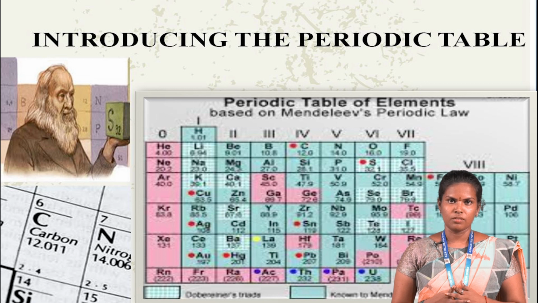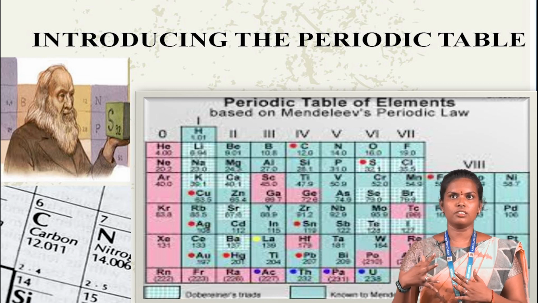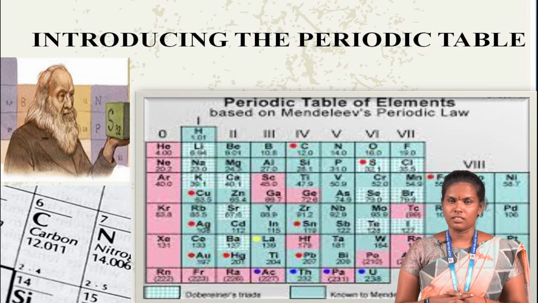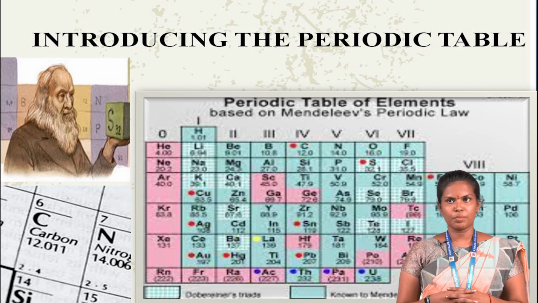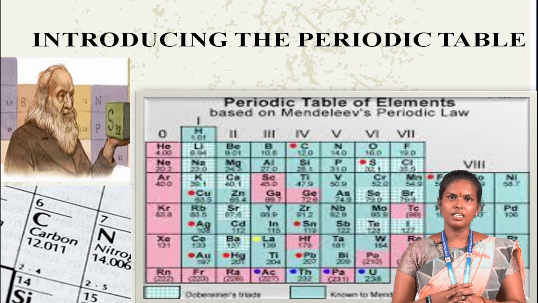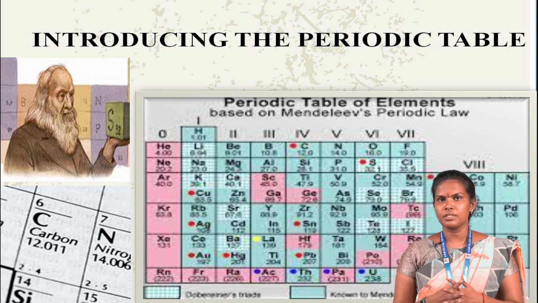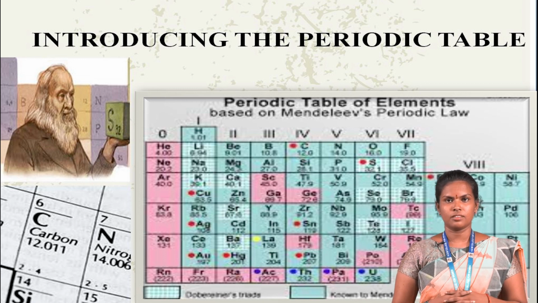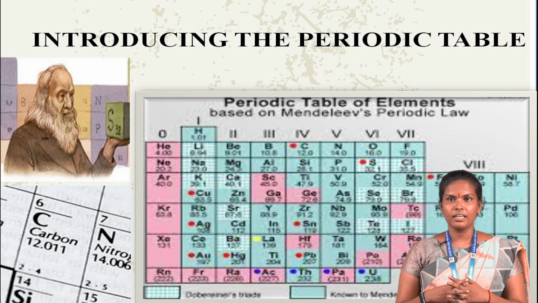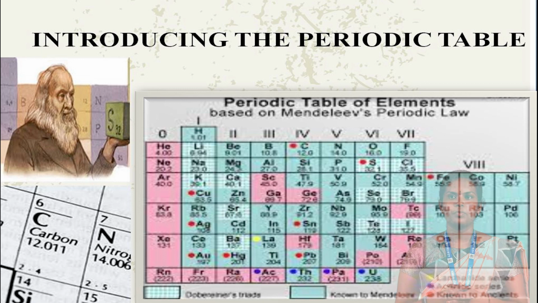Introducing the periodic table. The periodic table is a chart that organizes elements according to their increasing atomic numbers and their chemical and physical properties. When was the periodic table developed and who created it? It was developed in 1869 by a man named Dmitri Mendeleev, who was a Russian chemist and inventor.